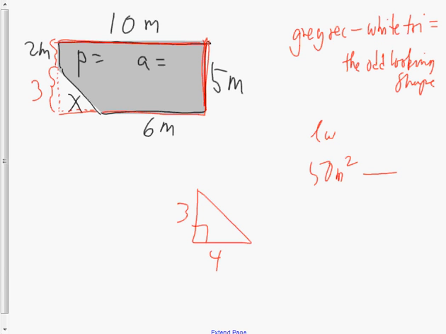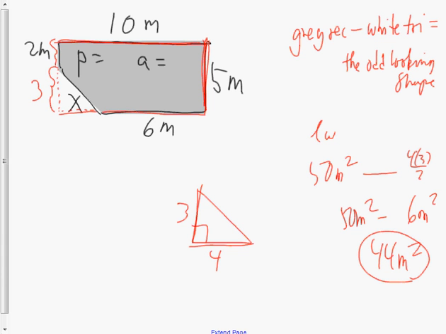So now I have 2 legs of a right triangle. And since the area of a triangle is base times height divided by 2, it'll be 4 times 3 divided by 2, which is going to be 6. So the area of the triangle is 6 meters squared, which means the area of the gray shape, final answer, is 44 meters squared.